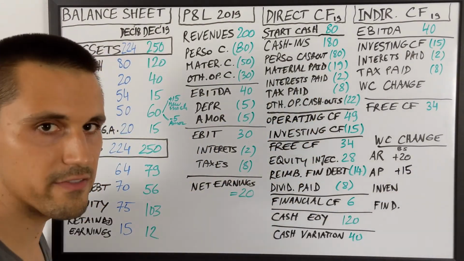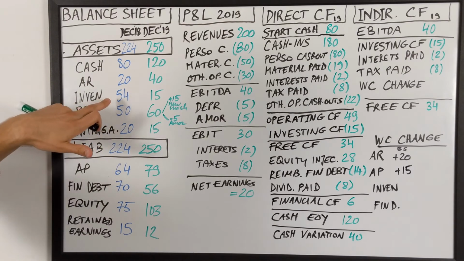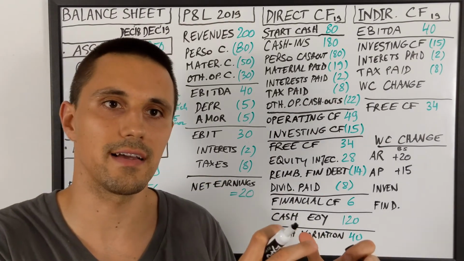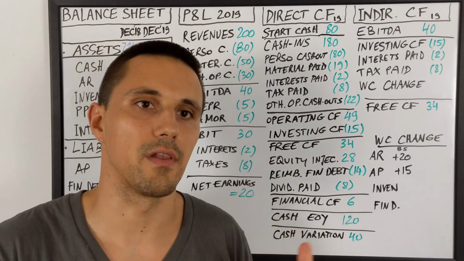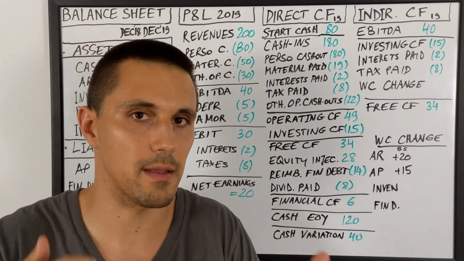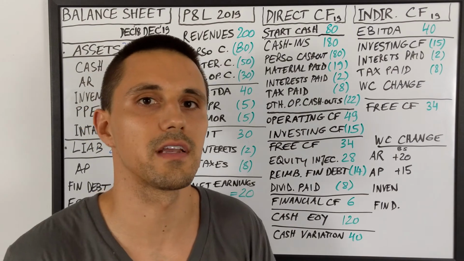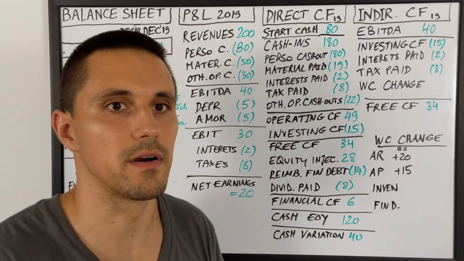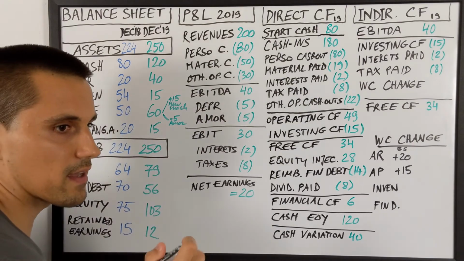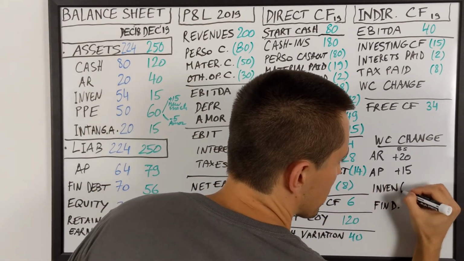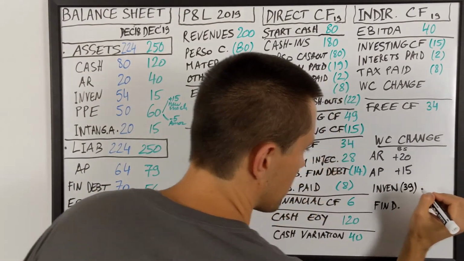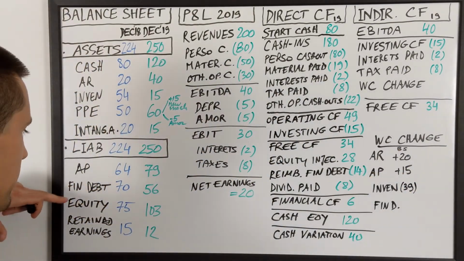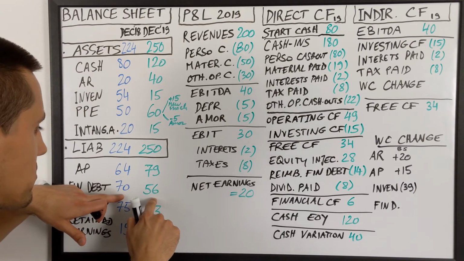What's going on with my inventory? My inventory is going down drastically. What does it mean? Actually, I had a lot of inventory last year. I piled up a lot of products that I was able to sell. So I was able to decrease my inventory, which is a good thing because inventory always costs you money. Inventory going significantly down by 39, okay? And the last element of my working capital is financial debt. What's going on with my financial debt?